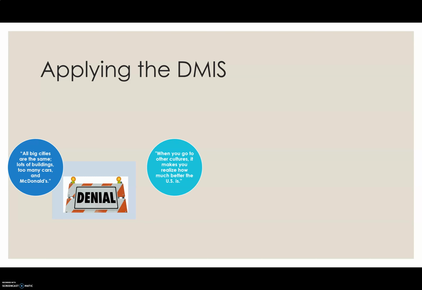The next one: when you go to other cultures, it makes you realize just how much better the US is. So apart from that being a typically American response, what stage do we think that particular person is at? So again, I think what we're talking about here is the denial and defense stage, and in particular, defense. Okay, they're trying to create this polarization, this very strong dichotomy of us versus them, where the us is superior to the them. So we're talking here about the US is much better.